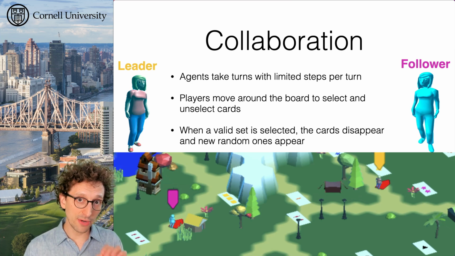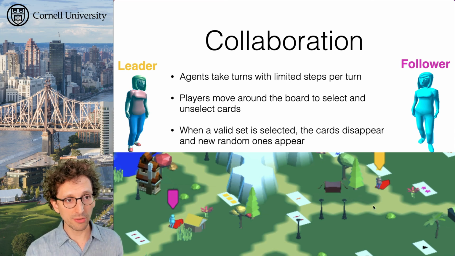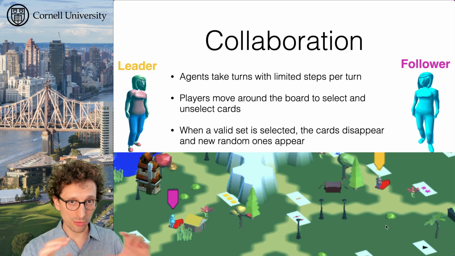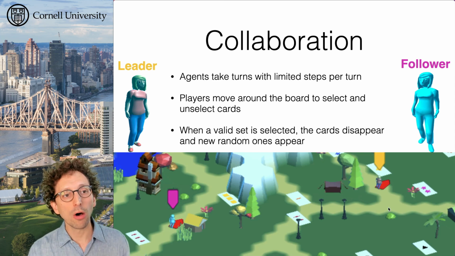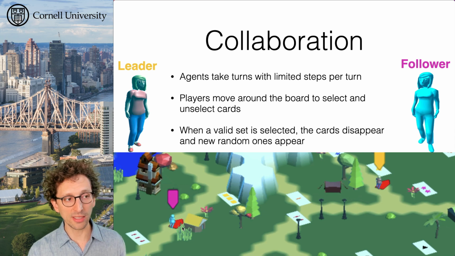So let's look at a very simple example that illustrates the dynamics of the game. Here at the bottom, we have a snapshot of the overhead view of the game. On the right is the leader, the colorful image, and on the left is the monochromatic image of the agent, which is the follower.